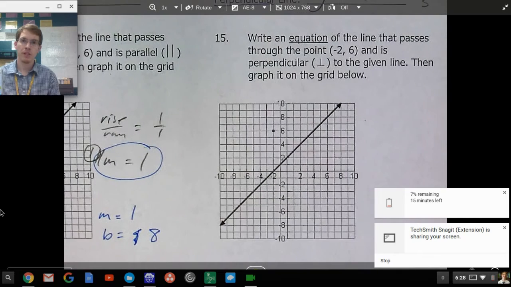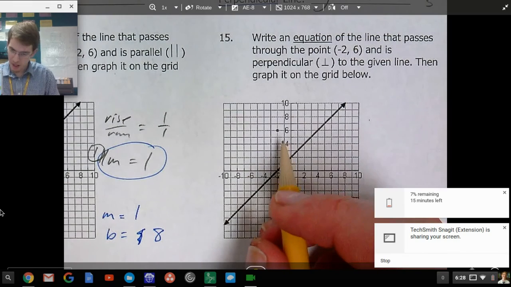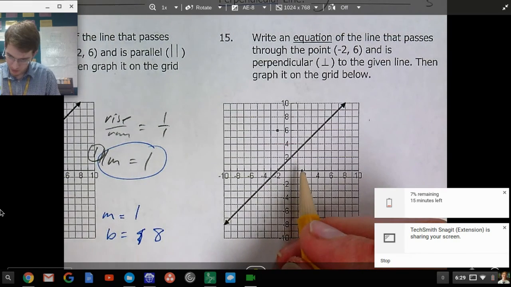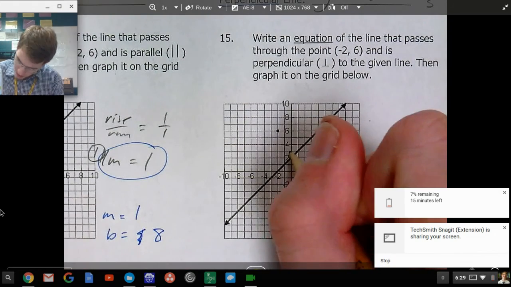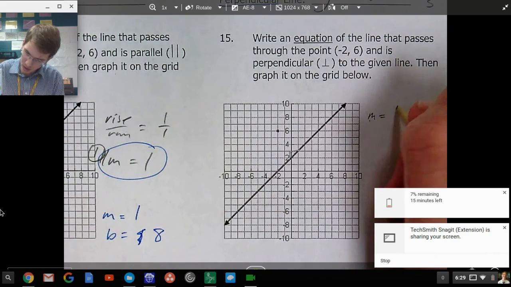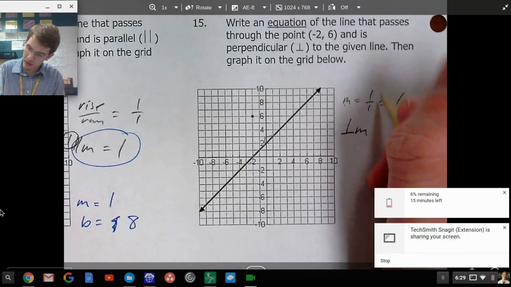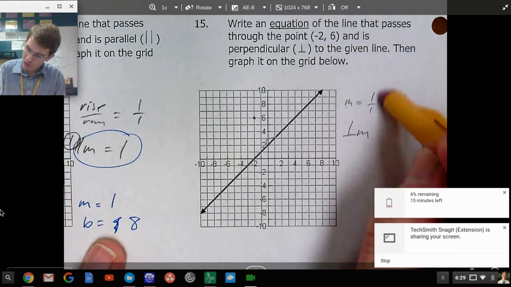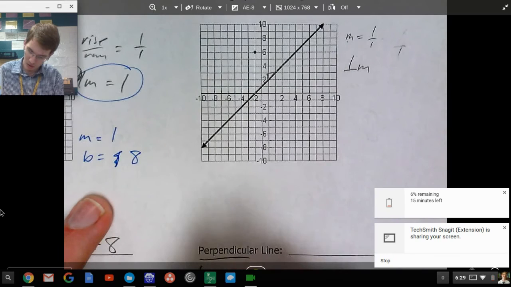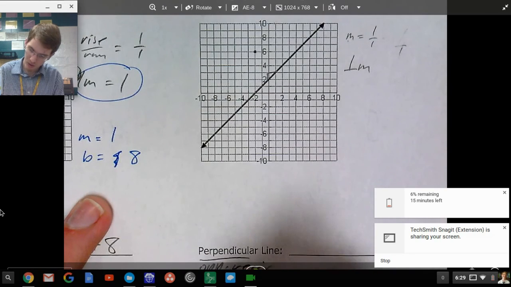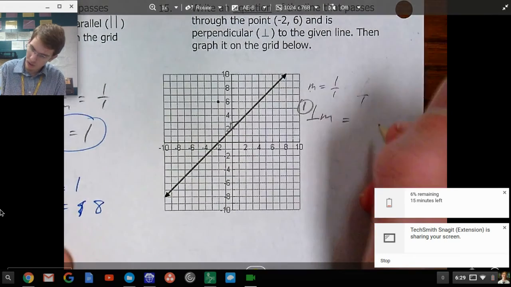Okay, on to 15. Write an equation of the line that passes through the point -2, 6, and is perpendicular to the given line. I don't know if you noticed, but these are the same graph. So the slope of this is 1 over 1, or just 1. So the perpendicular slope, the opposite reciprocal: we take 1 over 1, we flip it, we get 1 over 1, so it's a negative 1 over 1.